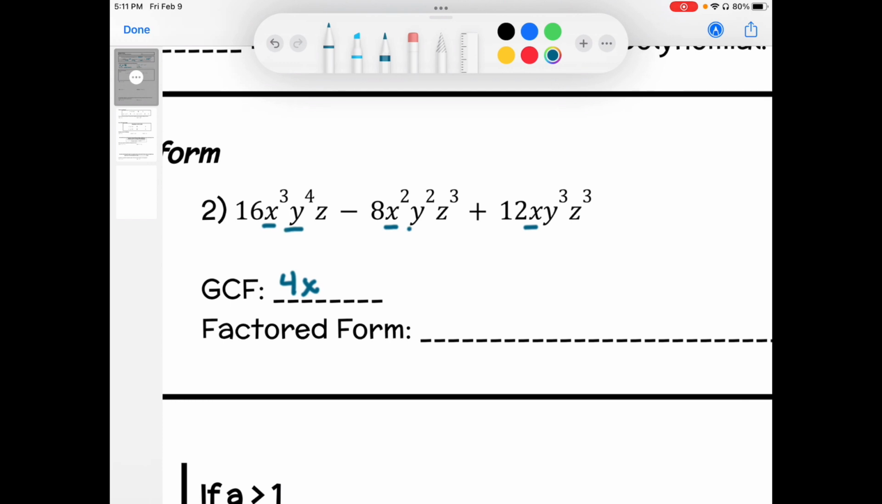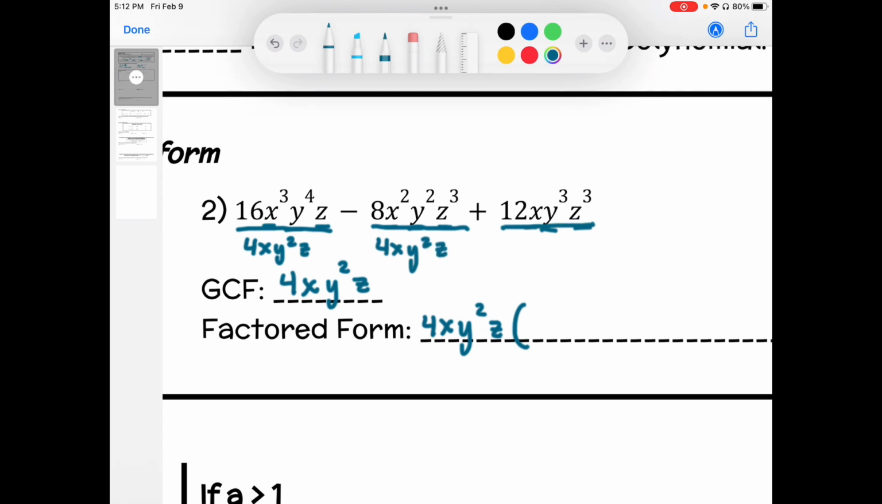Each one also has a y. The smallest amount is going to be y squared. And then each has a z, so the smallest amount is going to be a z. So we're going to write that out in front of our factored form. And then we're going to divide each of these by our GCF. And you will be taking your final exam or your SOL on the computer. So I highly suggest you write questions down so you can actually work through them.